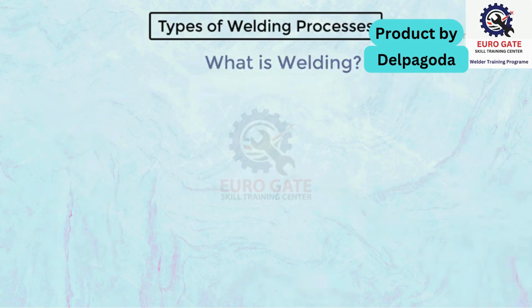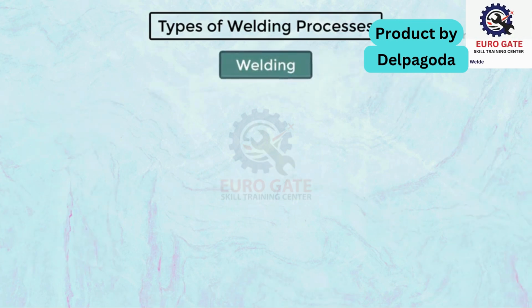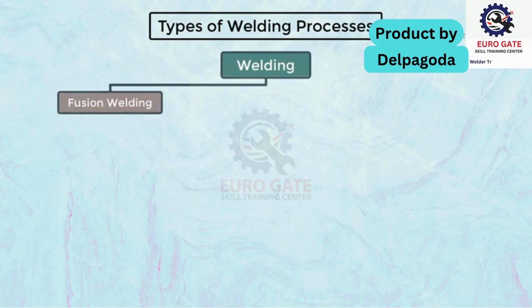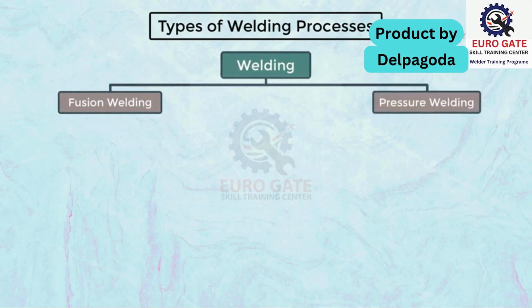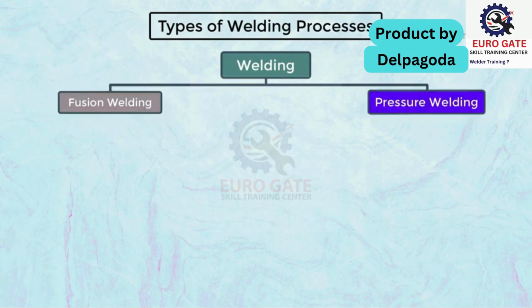Let's see the different types of welding processes. Welding is broadly classified into two categories. That is fusion welding and pressure welding. Under these two categories, there are different types of welding processes. Let's first understand what is the difference between fusion and pressure welding.